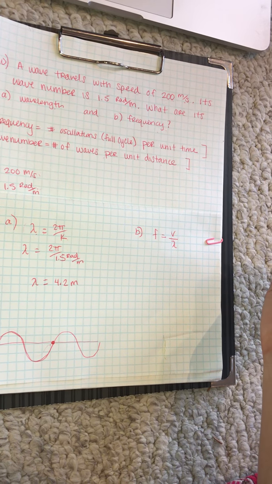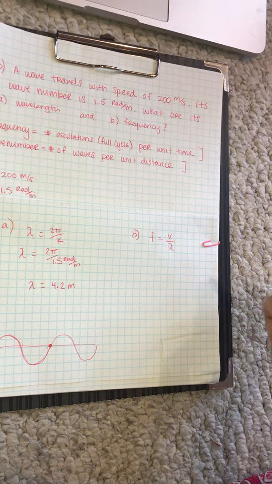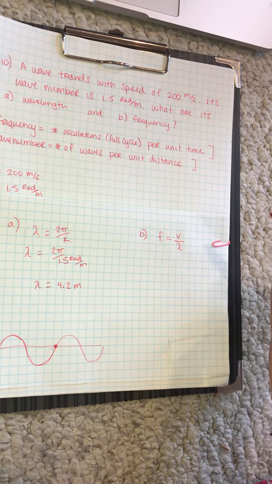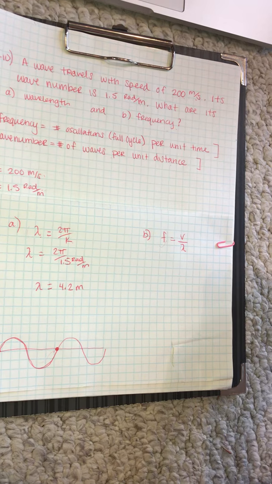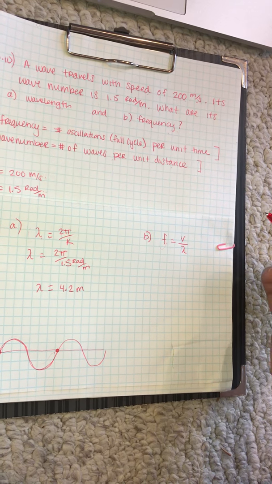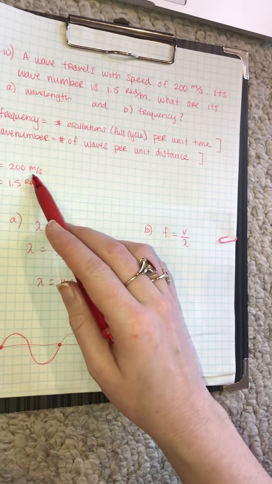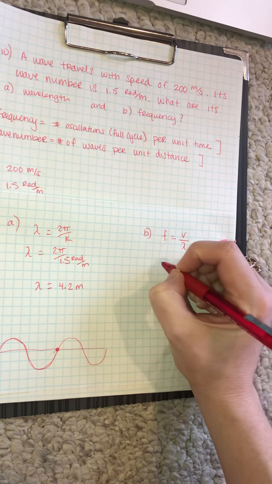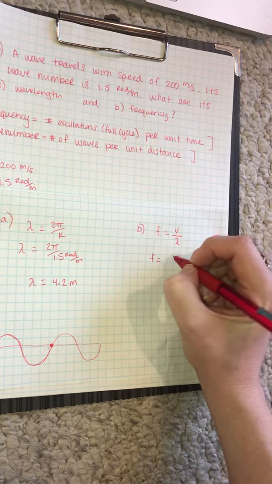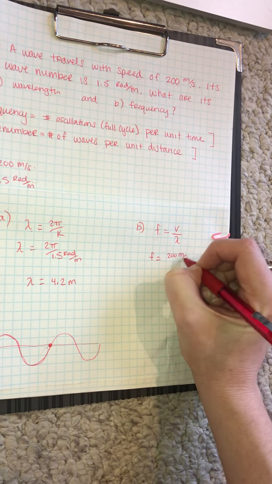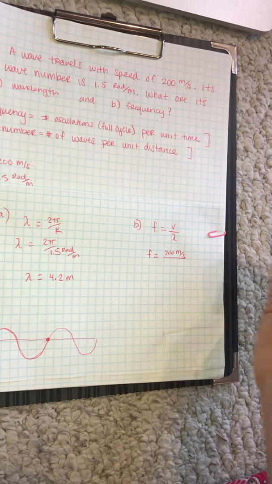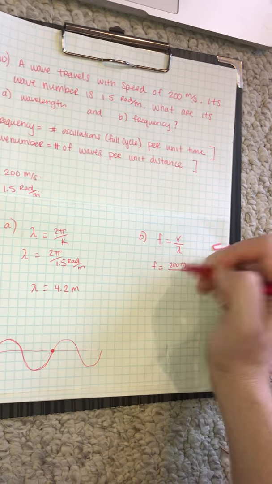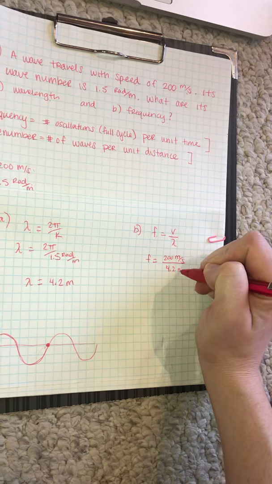Okay. So now, once again, we have frequency on the left by itself, already solved for. So what we want to do is just plug in our given and solve for our unknown. So we have frequency equals velocity, which is given, it's 200 meters per second, and lambda, which is what we just solved for, in the denominator, which is 4.2 meters.